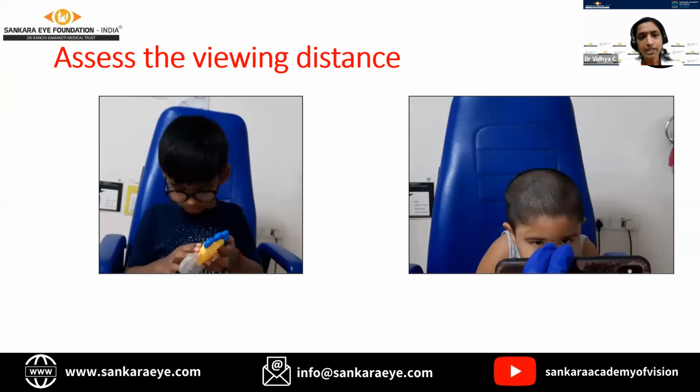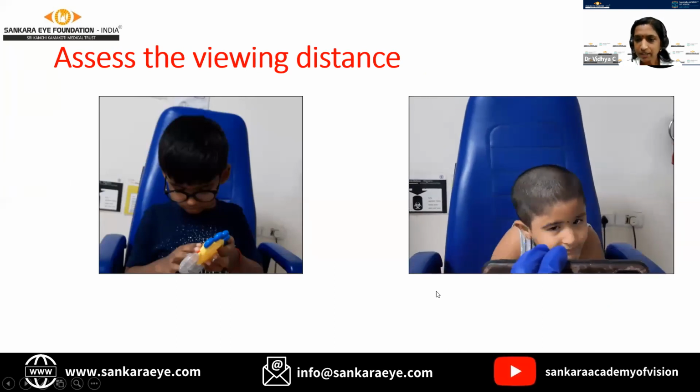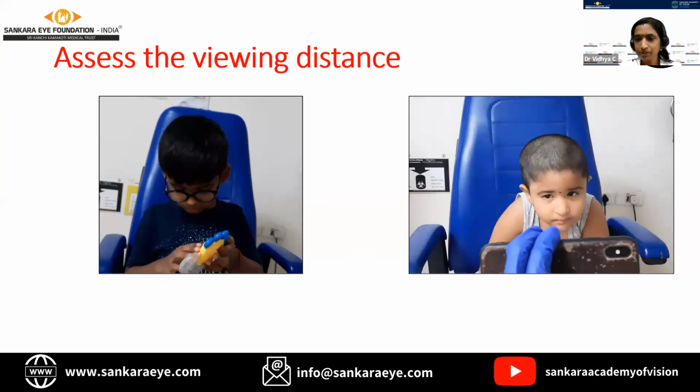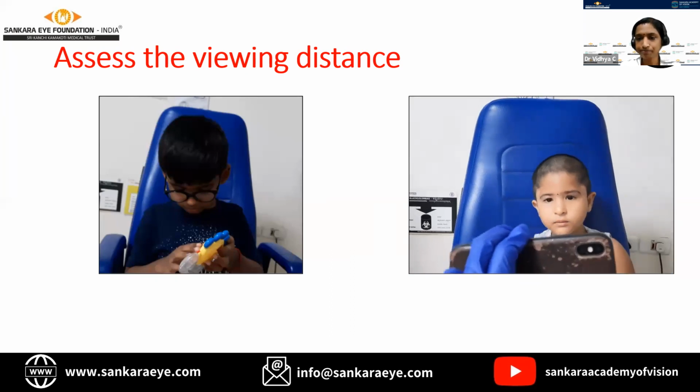In these children, we have to assess the viewing distance. Many of the children, their distance vision will be obscured. In this child, you can see when the child is asked to see the cartoon played in the mobile, the child is coming close to the mobile to watch the cartoon.